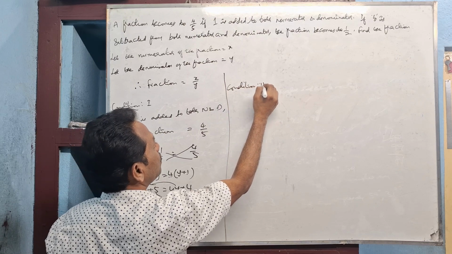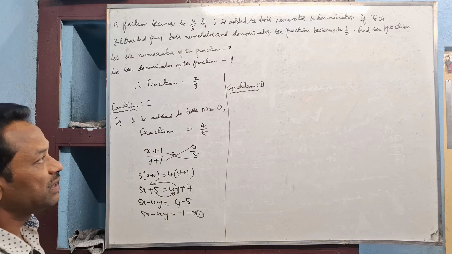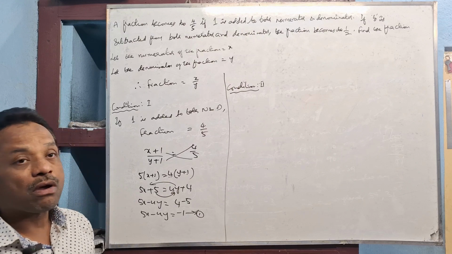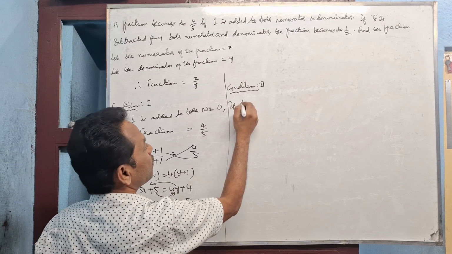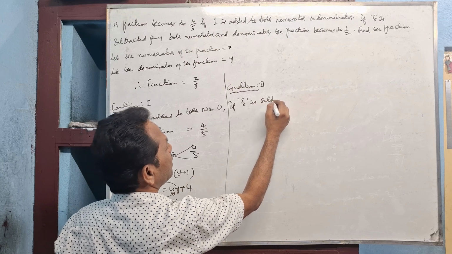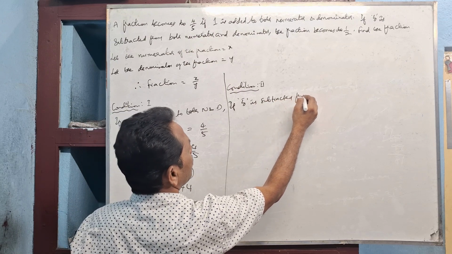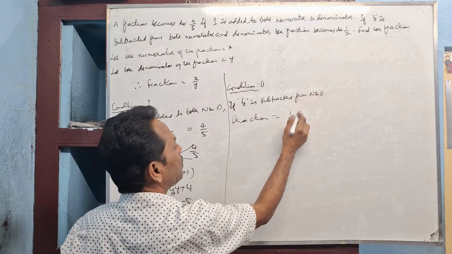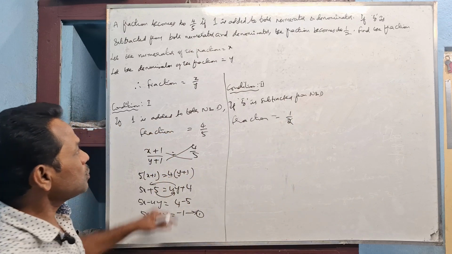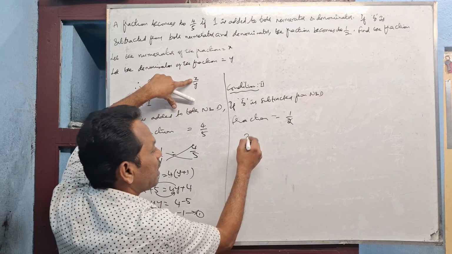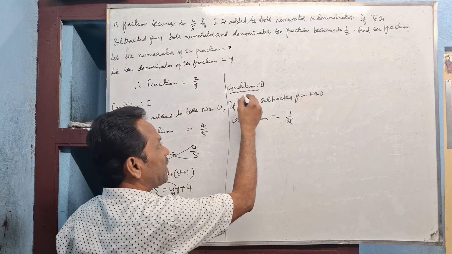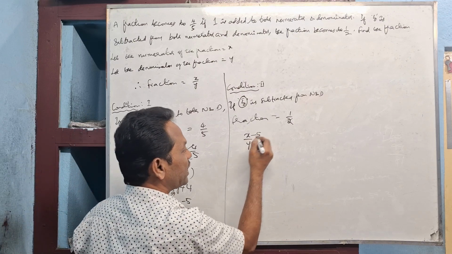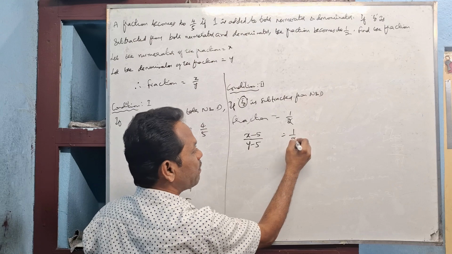We'll go for second condition. In the second condition it is given that if 5 is subtracted from both numerator and denominator, our fraction will be 1 by 2. Let me take our fraction here: x by y is my fraction. Given that 5 is subtracted from both numerator and denominator, so let me take minus 5 here and also minus 5. Then our fraction will be 1 by 2.